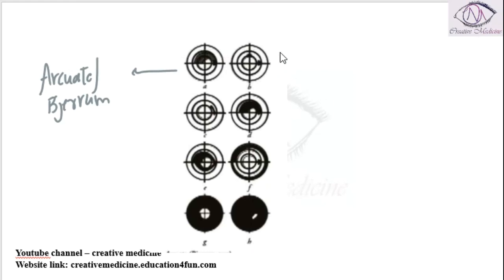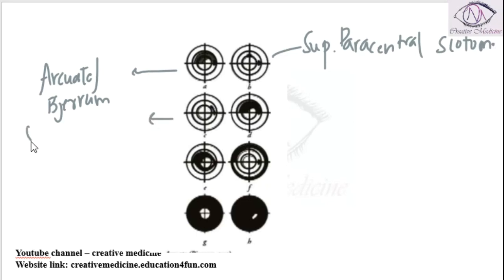Okay, then what is this? See, this is a blind spot. This is a scotoma. So this is actually a superior paracentral scotoma. Here the superior paracentral scotoma and blind spot meet with each other and form a Seidel scotoma. Now, when this Seidel scotoma gets extended, it forms an arcuate scotoma.